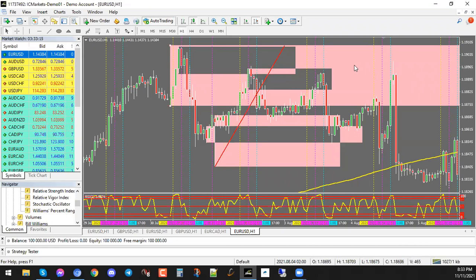We'll look at order blocks from a day trading point of view. Yes, you can look at it from the higher time frame perspective, and then you break it down into smaller order blocks, and you can basically take your day trades off that.